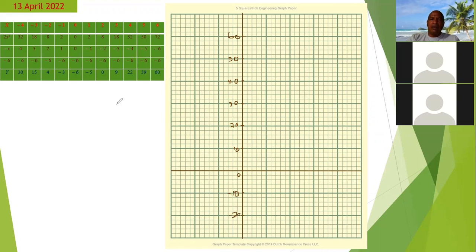And then now on our x-axis, our scale is going to be 1 centimeter equal to 2 units on the x-axis.